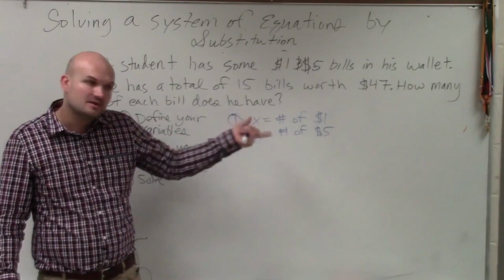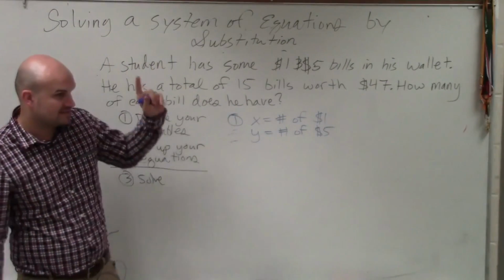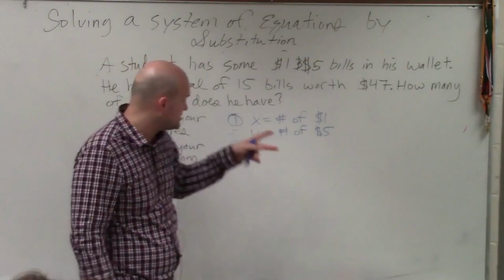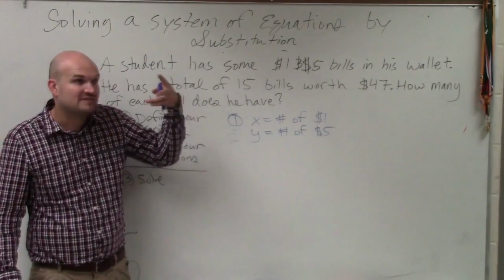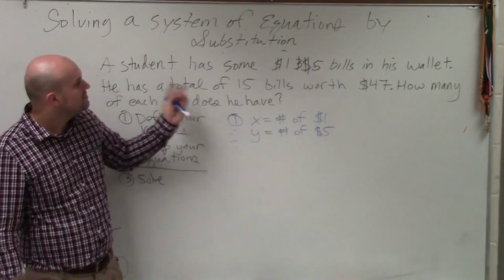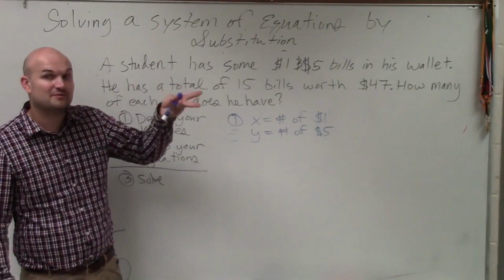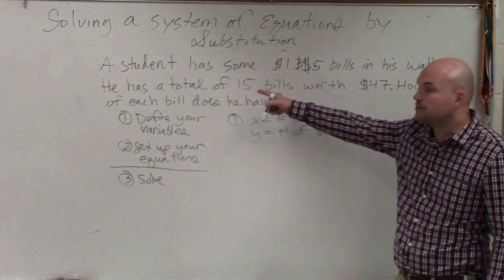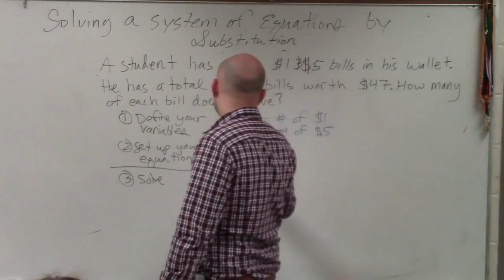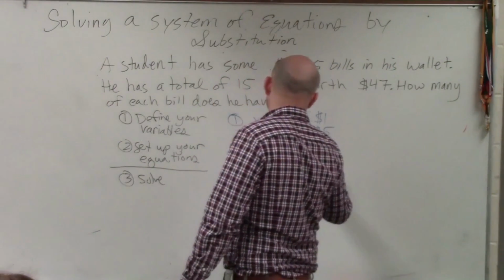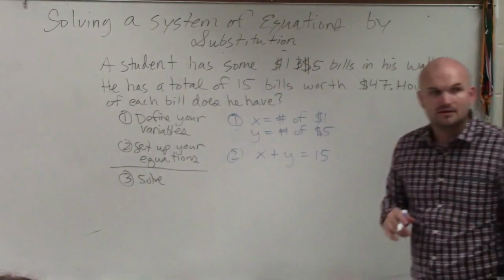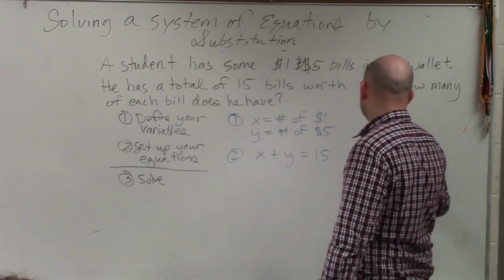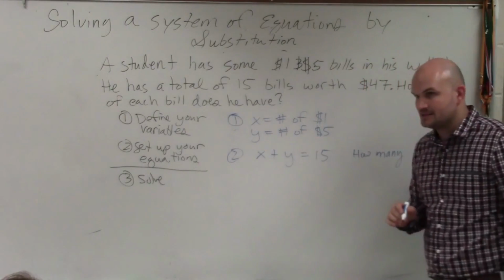Does that make sense? So we know there's two things. Now, when you're solving a system of equations, whenever there's two unknowns, two things we don't know, you have to have two equations. If there were three unknowns, you'd have to have three equations. But anyways, we know that he has a total of 15 bills. Remember, total represents the sum. So x plus y equals 15. Now remember, that represents how many, right?